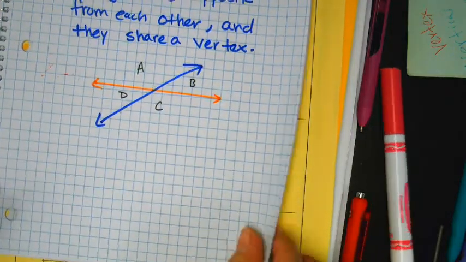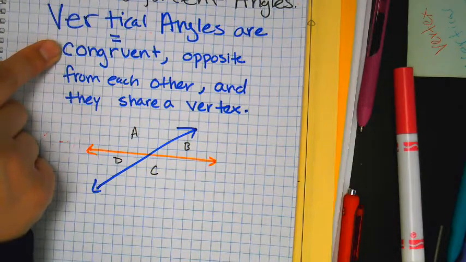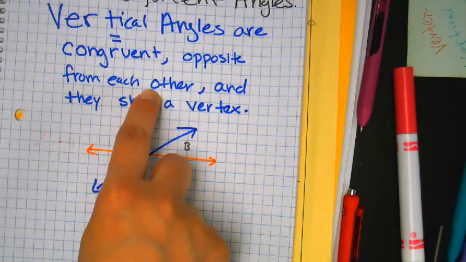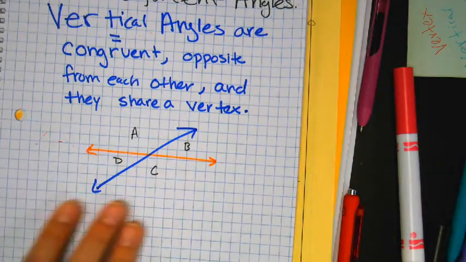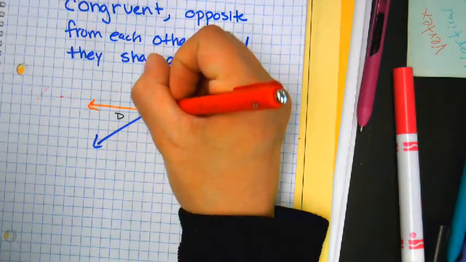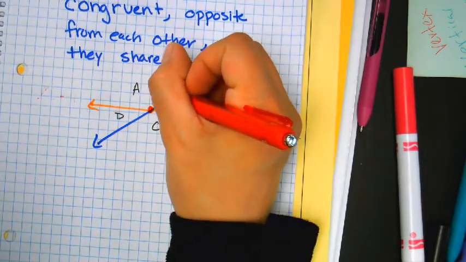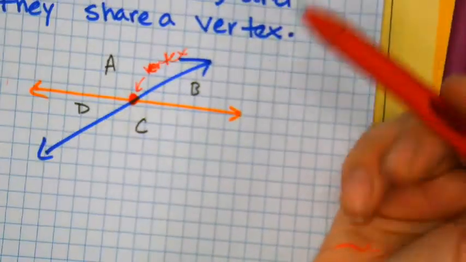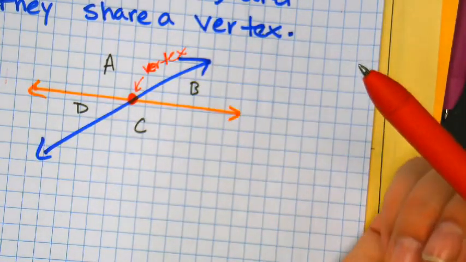So, let me repeat the definition of vertical angles. Vertical angles are congruent, equal, and opposite from each other. One's on top, one's on the bottom, one's on the left, one's on the right. And they share a vertex. Okay? In this example, the vertex is right here. This is your vertex, although I kind of messed up the writing. V-E-R-T-E-X, vertex. They all share it. You see how they all come from it?